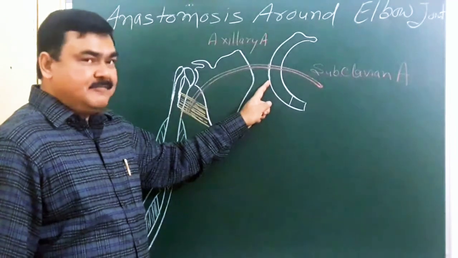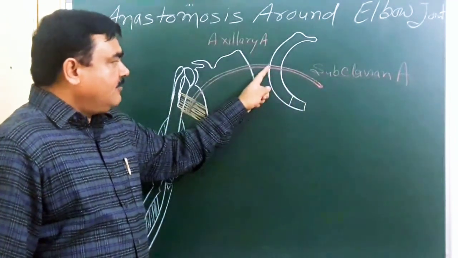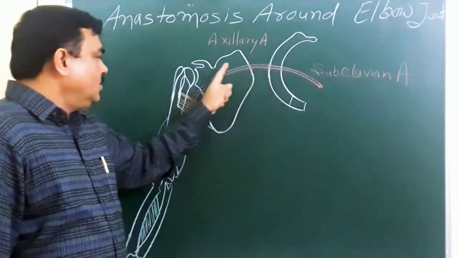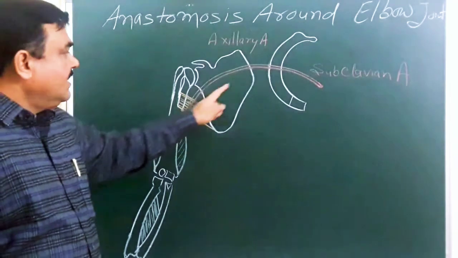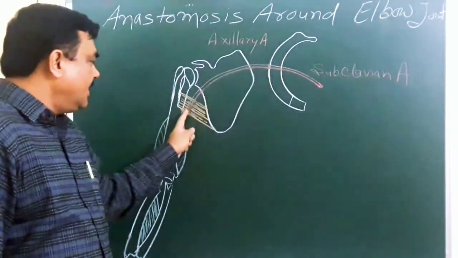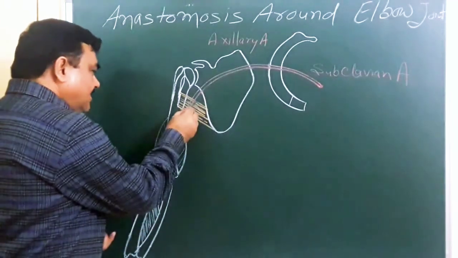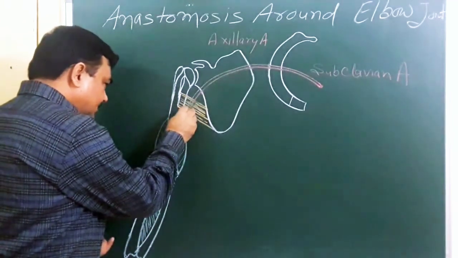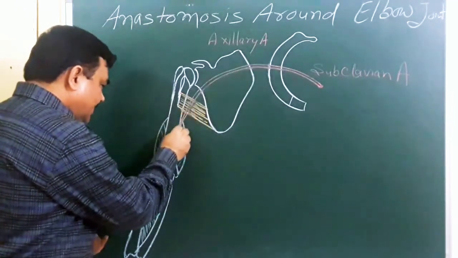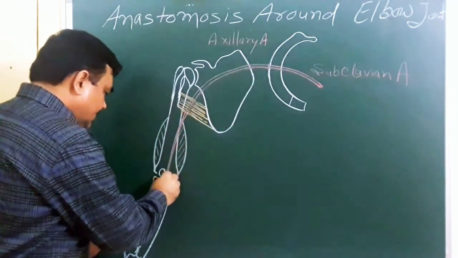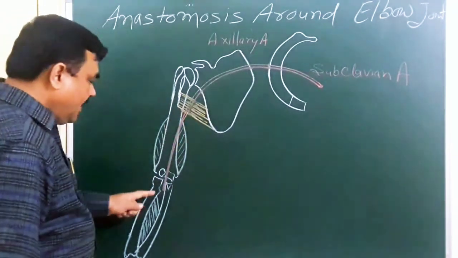Here you can see this is the first rib, this is the outer border of the first rib. This is the subclavian artery, and from the outer border of the first rib to the lower border of the teres major, this muscle, is the axillary artery, from here to here. And here is the continuation of the axillary artery, from the lower border of teres major to the radial tuberosity.